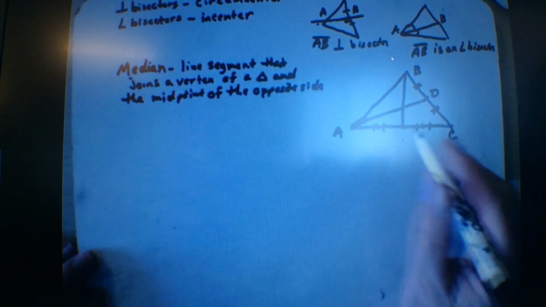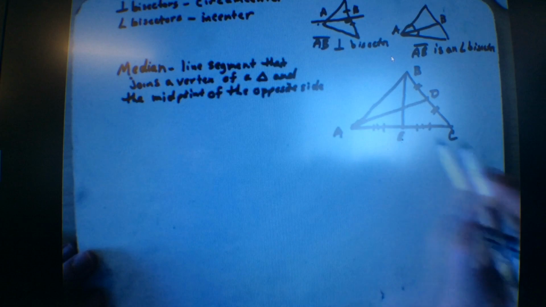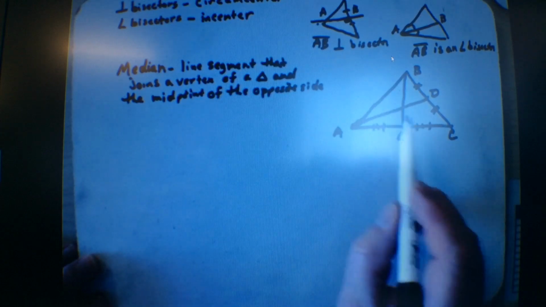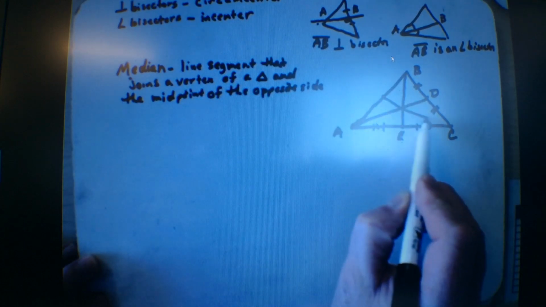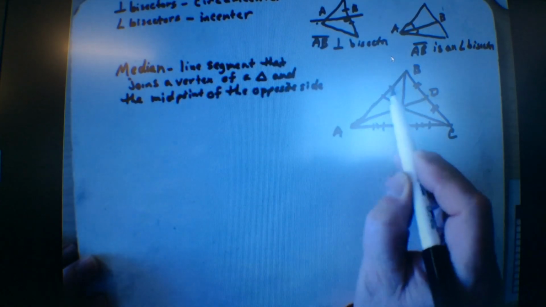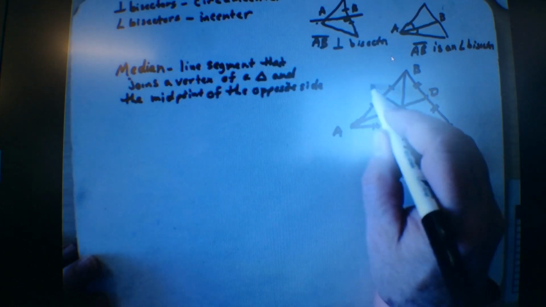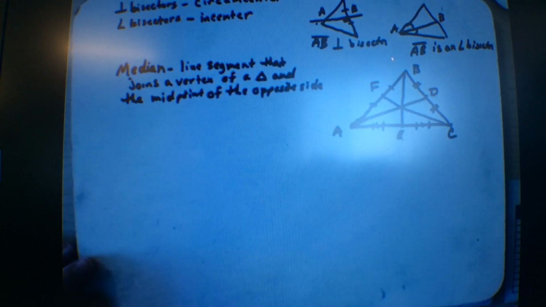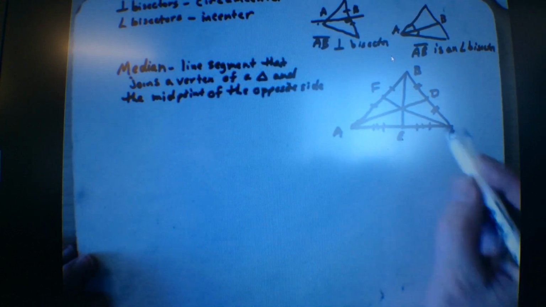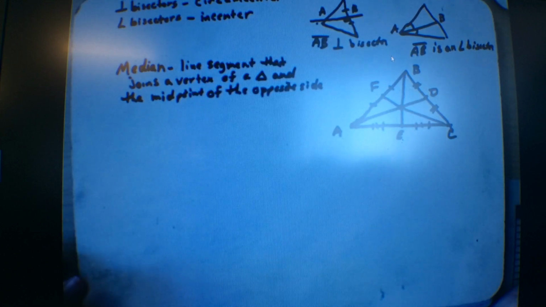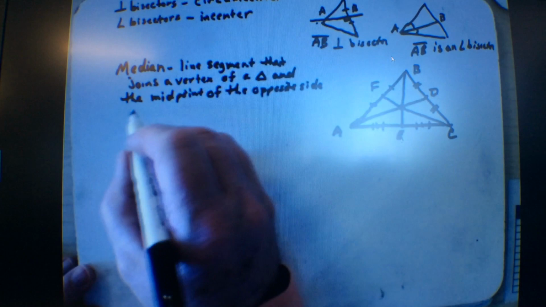How many medians are there? How many will there be? 3, just like everything else. The last one is going to go right here, okay? And I'll mark this 1, and that's the midpoint. We're going to call that point F. Okay? And you'll notice that all 3 medians meet in a point called the centroid.